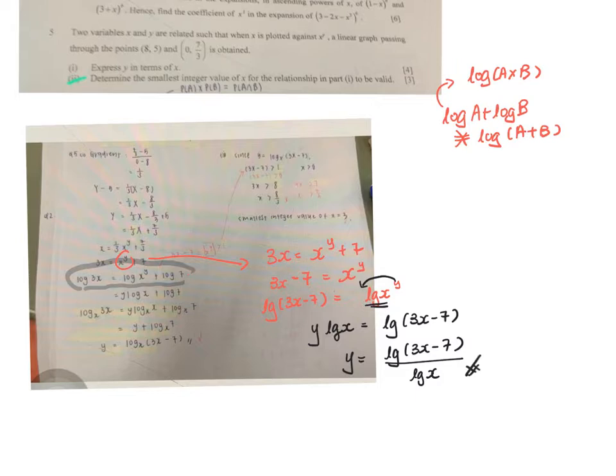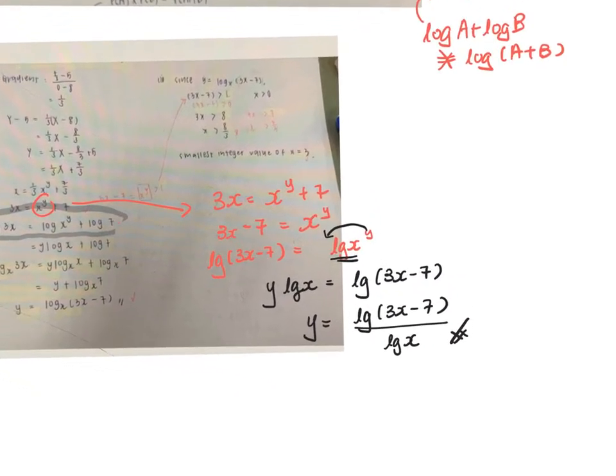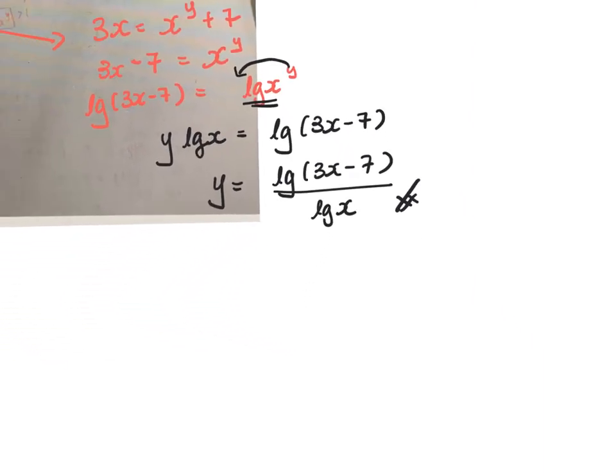Now, determine the smallest integer value for x for the relationship to be valid. This is where you must take a careful look. In a logarithmic function, if we talk about y equals log base a of b, there are some constraints. First of all, b has to be positive. We cannot log a negative number, so b has to be positive. And for a, because a is the base, a itself has to be positive, and at the same time a cannot be equal to 1.